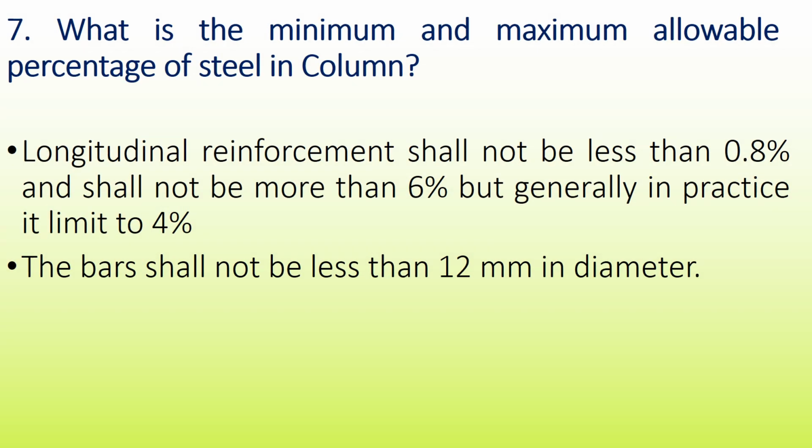The next question we discuss is: what is the minimum and maximum allowable percentage of steel in a column? Longitudinal reinforcement shall not be less than 0.8% and shall not be more than 6%, but generally in practice it is limited to 4%. The bars shall not be less than 12 mm in diameter.